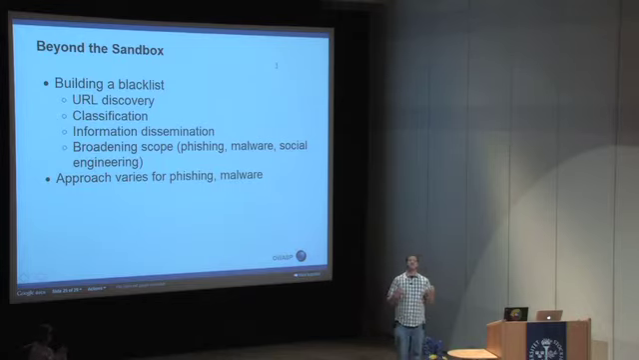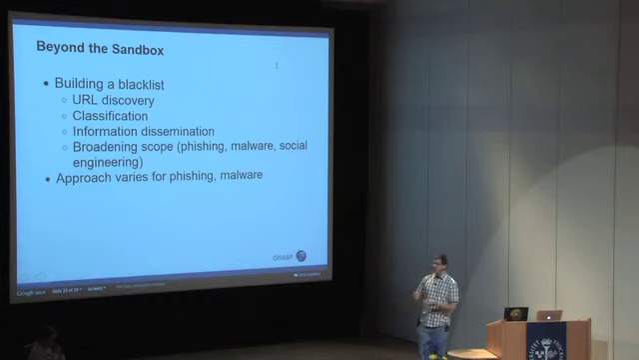Once you have this set of URLs, not just the bad URLs, but also the good URLs that you need to filter through, you need to do some classification. So you need to say, is this URL actually going to harm my user or not? Once you have that list, you need to get it out to users.